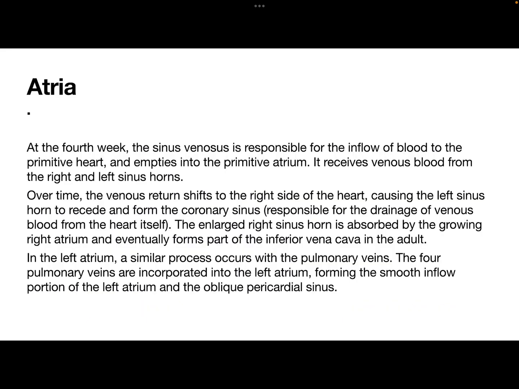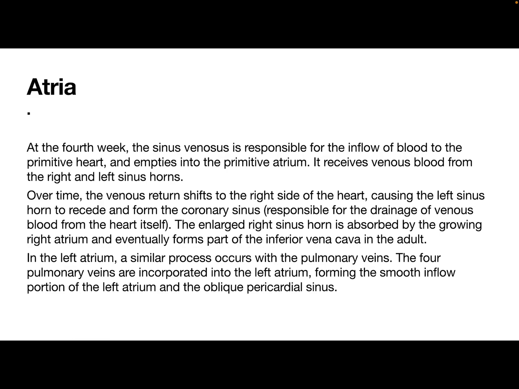Atria. At the fourth week, the sinus venosus is responsible for the inflow of blood to the primitive heart and empties into the primitive atrium. It receives venous blood from the right and left sinus horns. Over time, the venous return shifts to the right side of the heart, causing the left sinus horn to recede and form the coronary sinus.